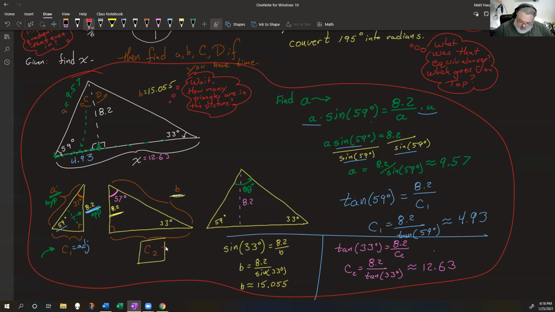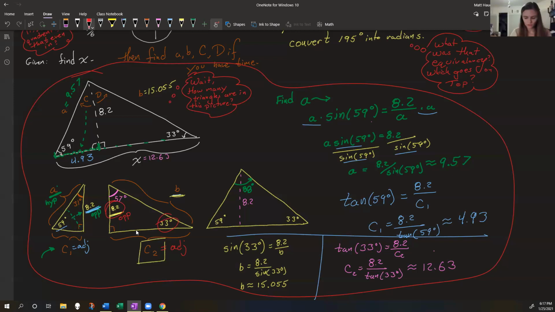Well, C2, in reference to the 33, is our adjacent side, right? Mm-hmm. And the 8.2, the given, is the opposite side. And which of our trig functions deal with adjacents and opposites? Well, the cotangent does and the tangent does. The tangent is one of our primaries, so we used tangent.